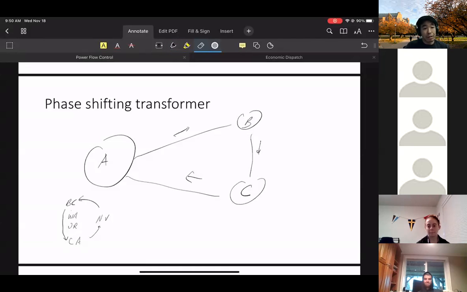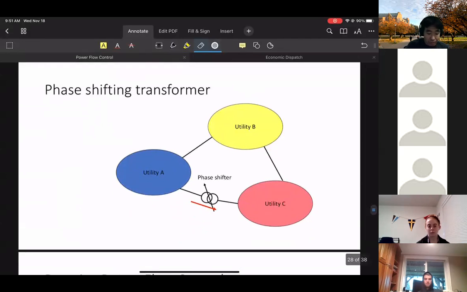So what do you do? Sometimes this becomes so undesirable. It's so hard to sort out these flows. What you can do is basically put in a device called a phase shifter. Okay, it's called a phase shifter.